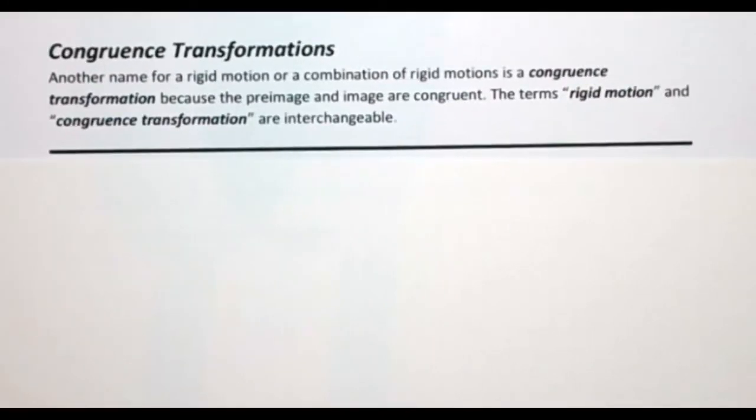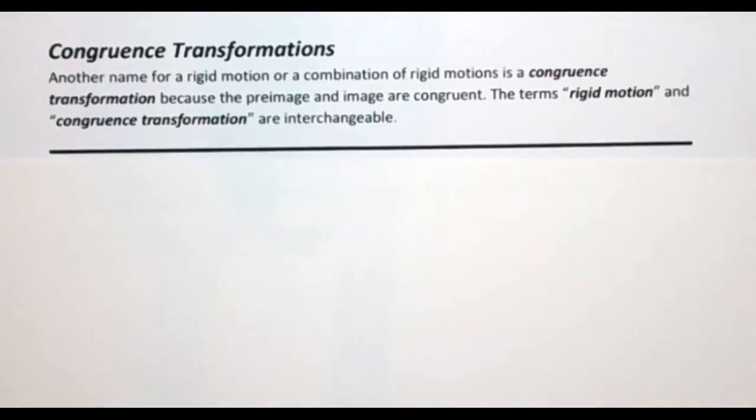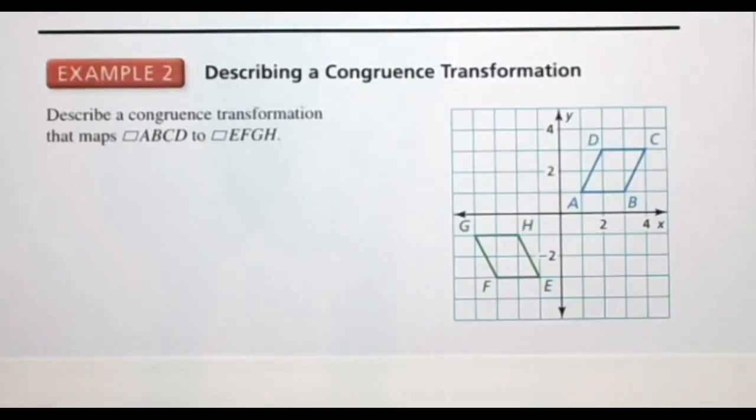All right, here's some more vocabulary. Another name for rigid motion or a combination of rigid motions is a congruence transformation because the pre-image and image are congruent. Now remember we said a rigid motion was moving an object without changing its size or shape. So I can use these terms interchangeably. I can say a rigid motion or a congruence transformation, and they both mean the same thing.